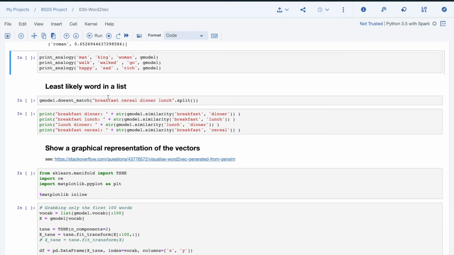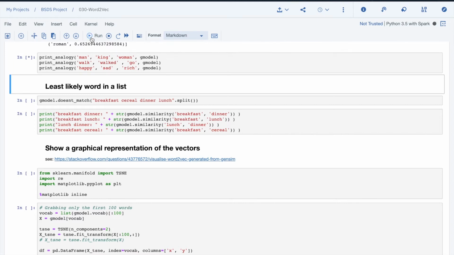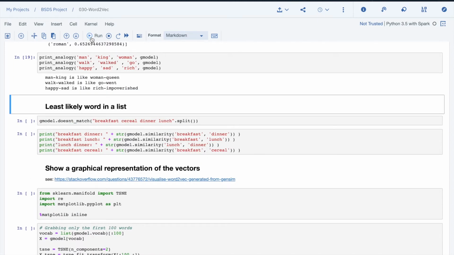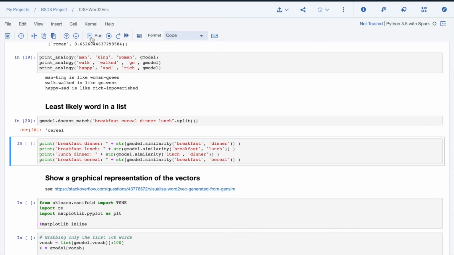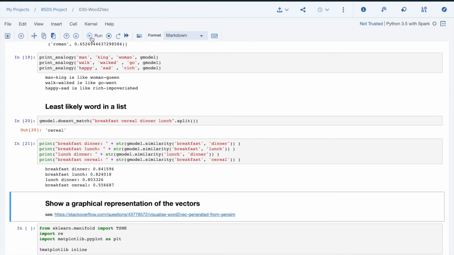You can come up with all sorts of analogies. You are bound to find mistakes. Since words can have multiple meanings, it complicates things. GenSim has a function that extracts the least likely match in a list of words. Here we see that breakfast, cereal, dinner, and lunch return cereal as the odd man out. Looking at the similarity between words, it is easy to understand.